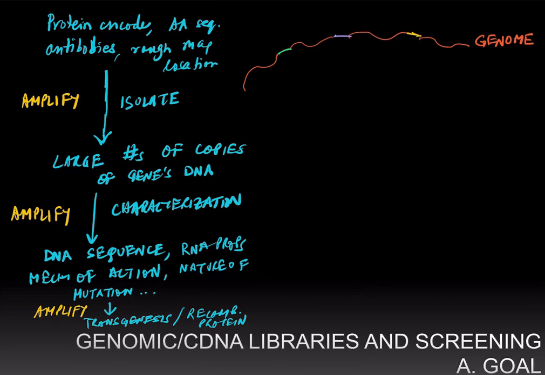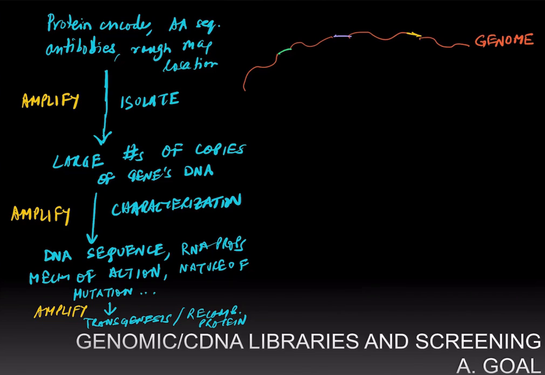DNA. Once we have done that, we have isolated the gene, and we can do further experiments like characterize the DNA sequence of the gene or how the gene works, and perhaps use it for genetic engineering applications like transgenesis, or making recombinant protein. And genomic or cDNA libraries and screening is one way of achieving that goal.